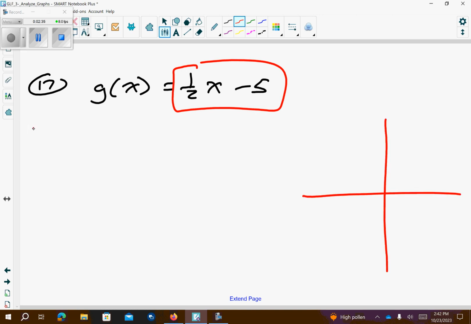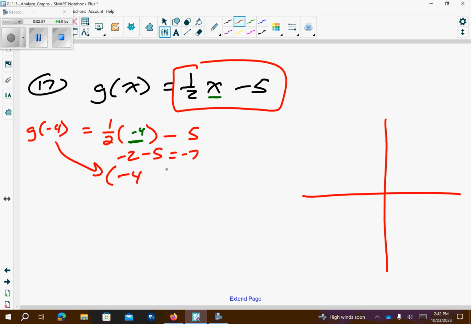Okay, so if I do g of -4, that's going to be 1/2 times, inside those parentheses is where it used to be x. Now I'm going to plug in -4. So half of 4 is 2, half of -4 is -2, and then minus 5 is going to give me -7. So I create the point. This will be my x value, this will be my y value. So -4, -7. It's down here.